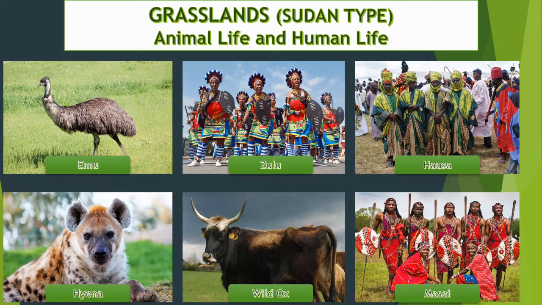Hunting and rearing animals are main occupations. Some examples of these tribes are the Zulu tribe, the Hausa tribe, and the Maasai tribe.